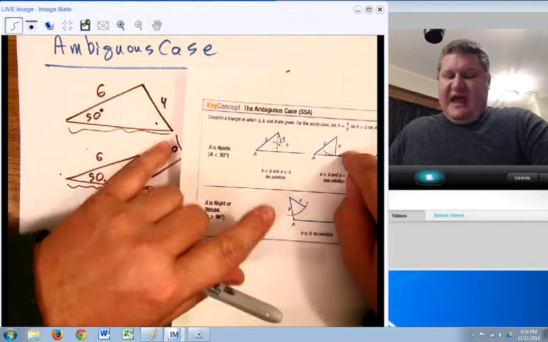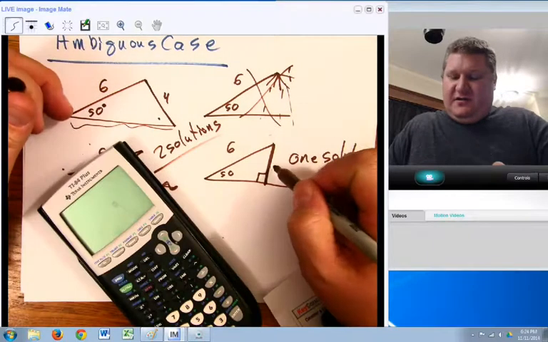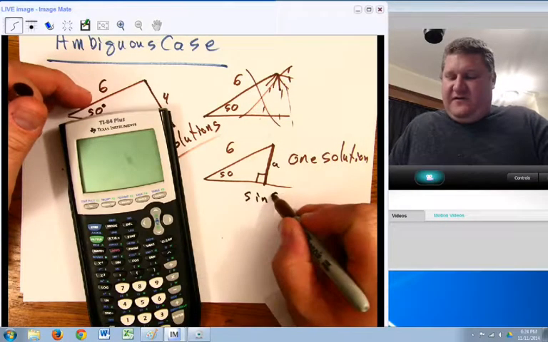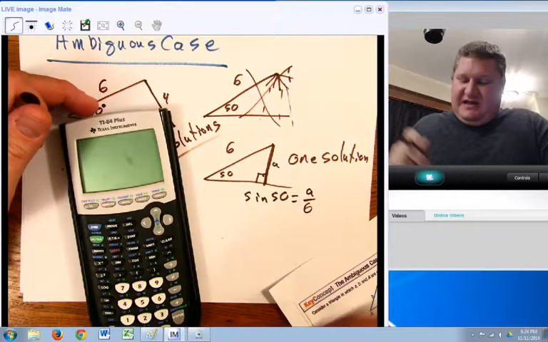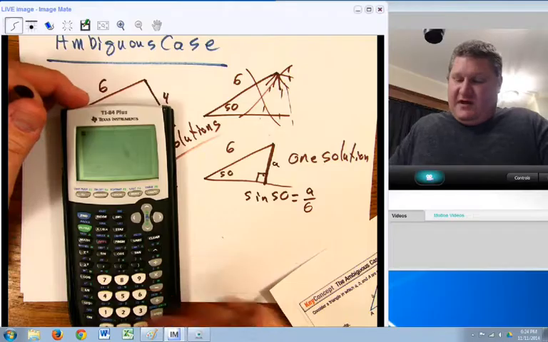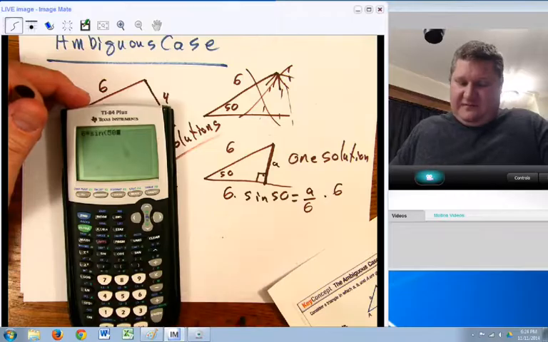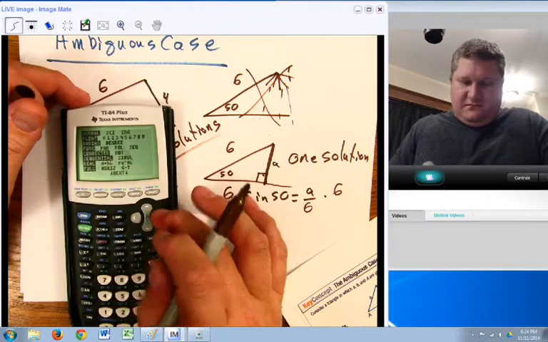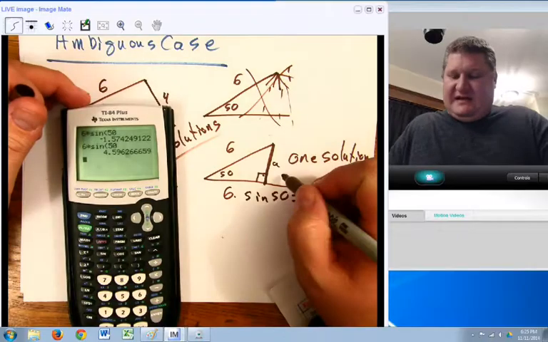Now, is it exact? Well, if it were exact, we would be able to find it. Here we go. Let's find A over here. We would say sine of 50, because if this does happen to be right, I can now just use a straight up sine. A over 6. And so for it to be a right angle, I would have to have the following: A equals 6 times sine of 50. Answer is 4.6.